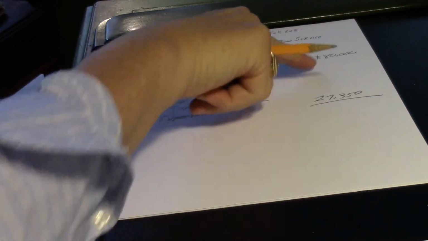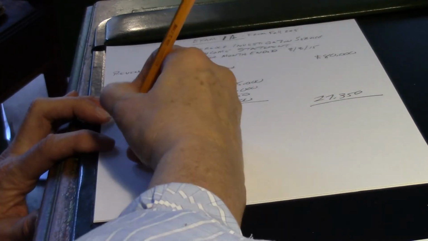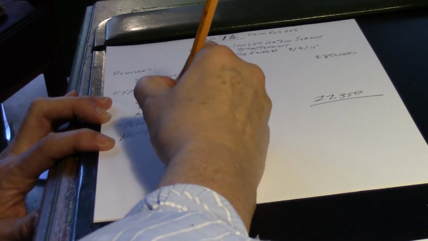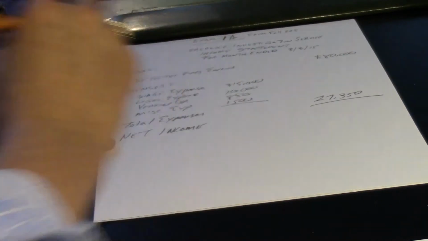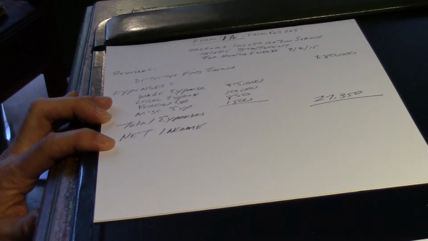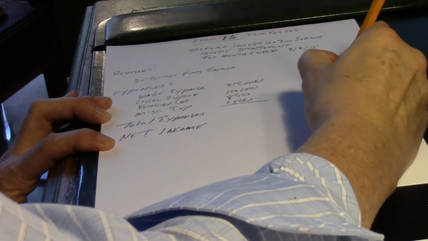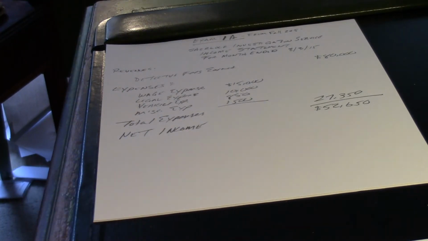So revenue minus expenses, we call that net income. Okay, and that's $52,650. So yeah, that's a very simple income statement, not a multiple step. It's easy, revenues minus expenses. Good luck with that if you have one on the final. Next video will be working problem 12.